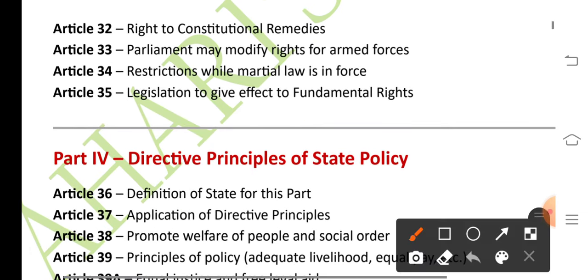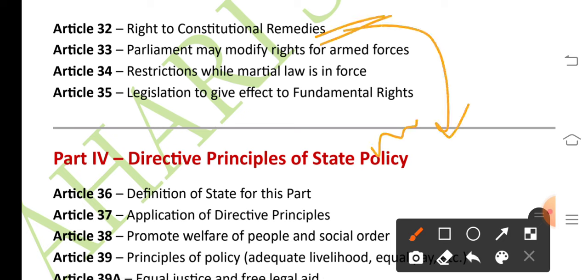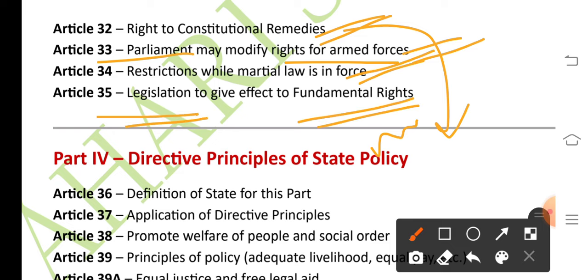Article 32, right to constitutional remedies, in which we have mandamus, quo warranto, certiorari. And Article 33, Parliament may modify rights for armed forces. Article 34, restrictions while martial law is in force. Article 35, legislation to give effect to fundamental rights.